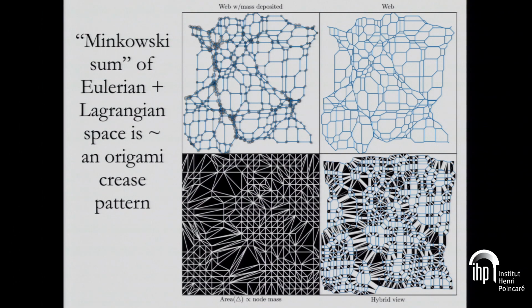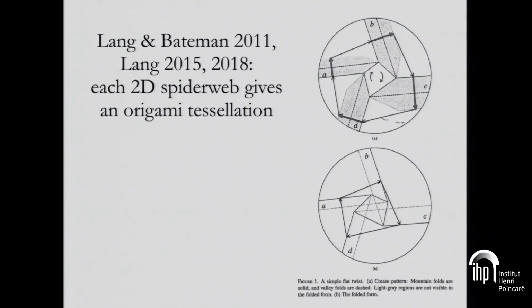So let's see. Actually, this correspondence came through the small origami literature, which if you're interested in that, here's a link, Ling and Bateman 2011, which is hard to find. You can ask me about that.